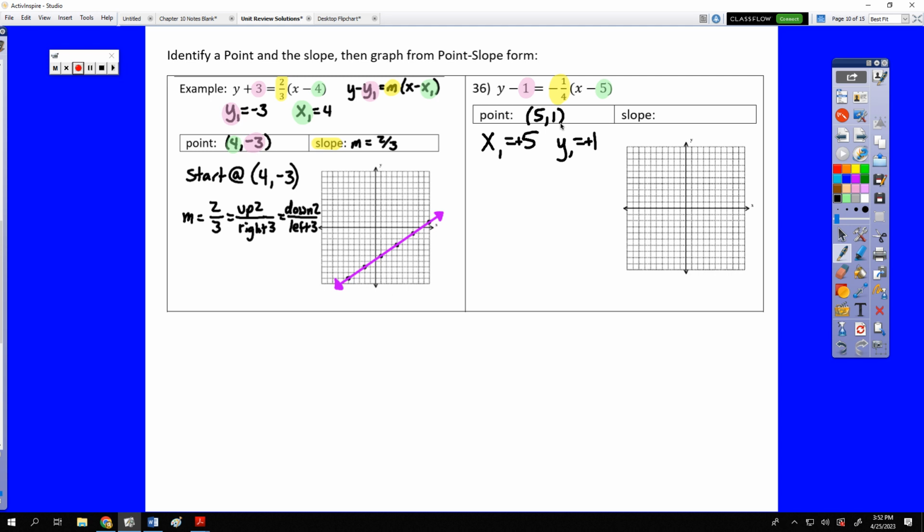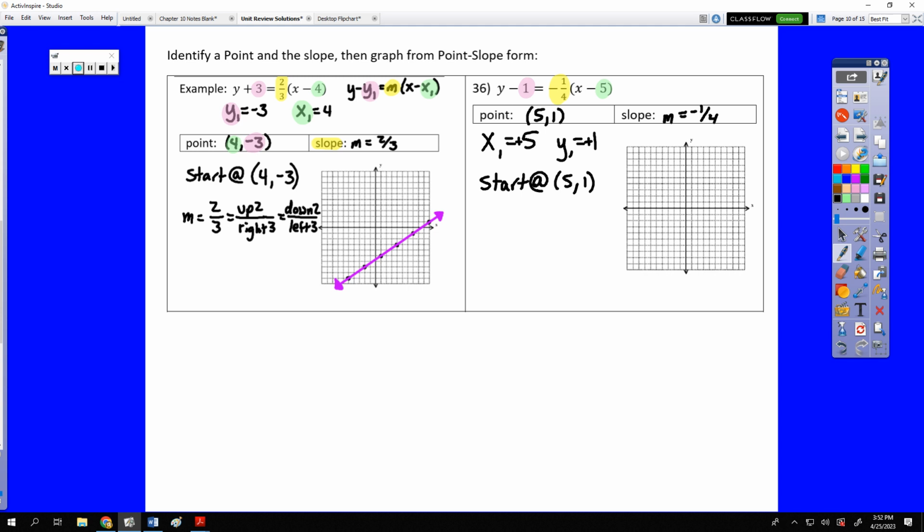The slope is what's highlighted in yellow. The slope is negative 1/4. In order to graph a line, we do not have to start at the y-intercept. We can start at any point on the line. That is where the point comes in. When we graph from point-slope form, we start at the point that we found in the equation, (5, 1). So graph the point (5, 1).